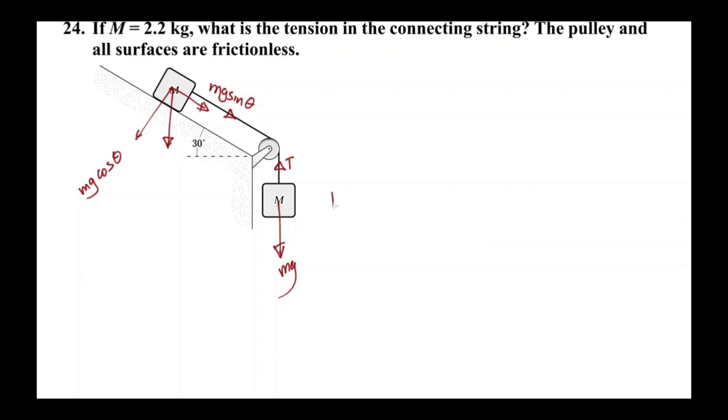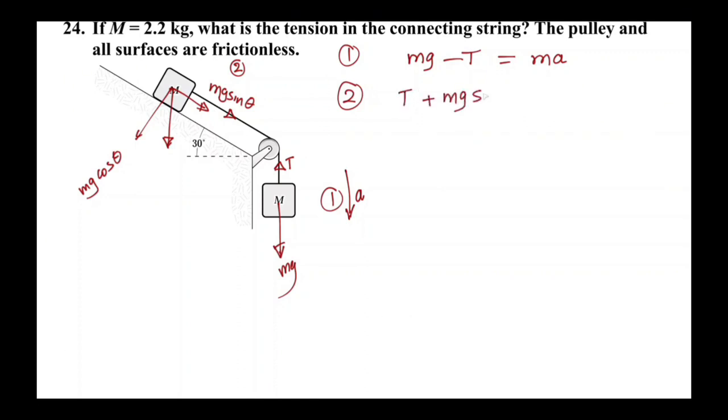Now, let's name it 1 and 2. On 1, the sum of all forces on 1 equals MA. Since the object is moving downward this way, the acceleration, so mg minus tension equals MA. On system 2, this one here, the tension and mg sine theta are both in the same direction, so tension plus mg sine theta equals MA.